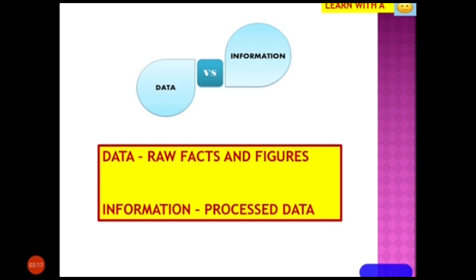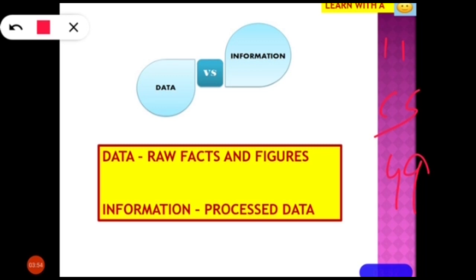We got the word data right now, that computer works on data. So what do we mean by data? Data means raw facts and figures. And if we process it, it becomes information. Suppose I write here 11, after that I write CS, after that I write 49. So I am getting raw facts and figures here: 11, CS, 49. What does this mean? It is difficult to understand in this manner.